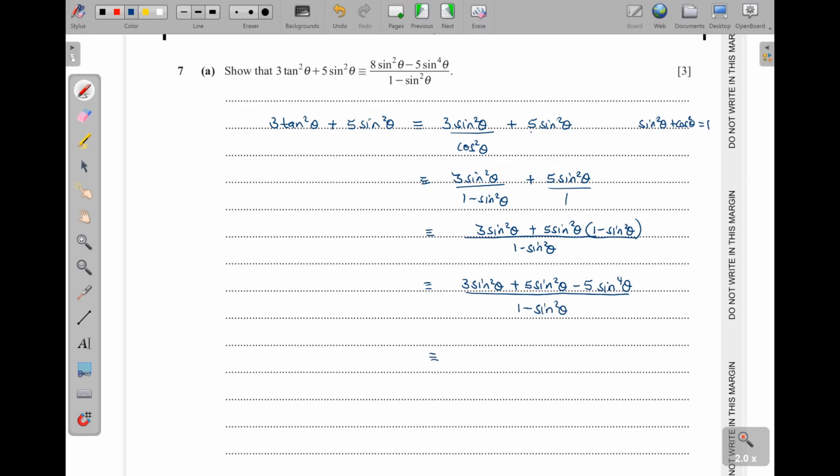So meaning, simplified, these ones we shall add them, and then we get the 8 sine squared theta minus 5 sine power 4 of theta divided by 1 minus sine squared theta. And this is what they wanted us to prove.